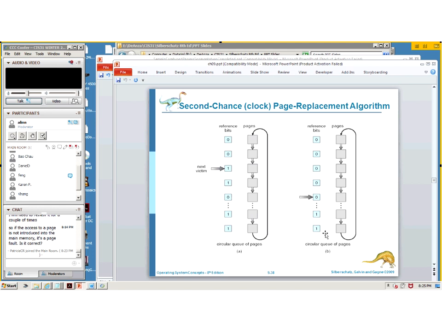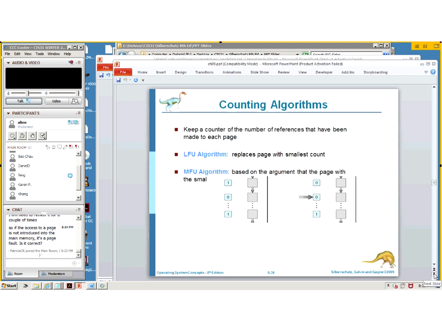And if we don't have any to pick, we come up and around. I know this is a little confusing. I'll try to clarify it in an example. So let me see. No questions yet. It's called second chance or clock page replacement algorithm.